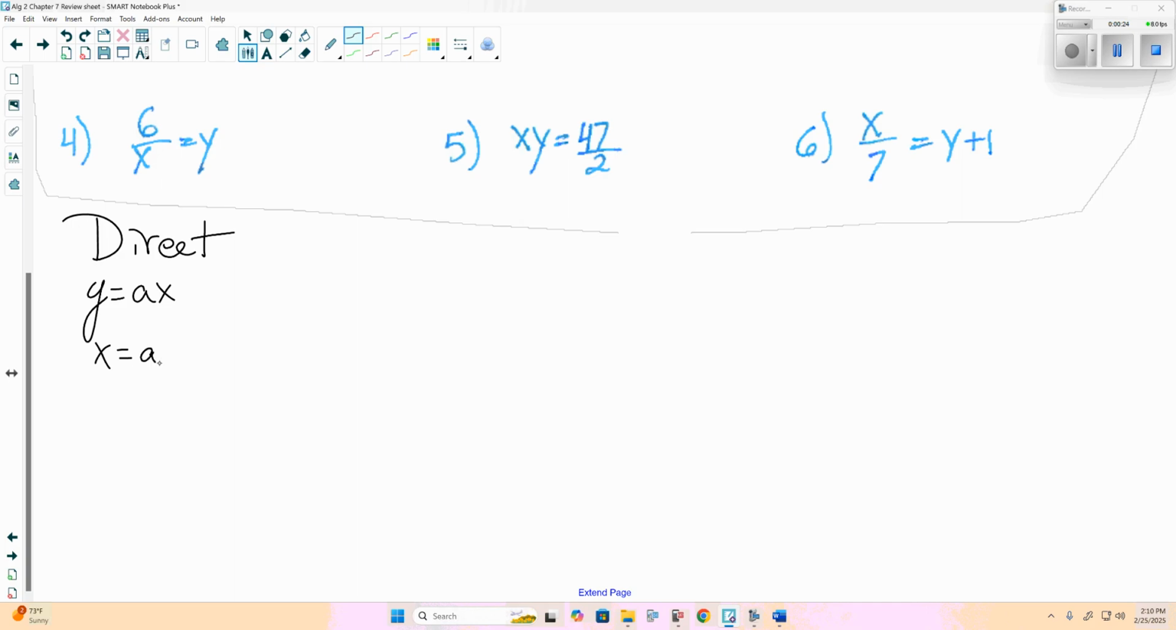Well, we could also say it's the same thing as x is equal to a times y. A is just a number. A is representing a number. Any number.